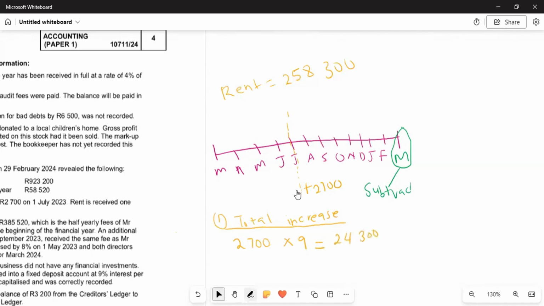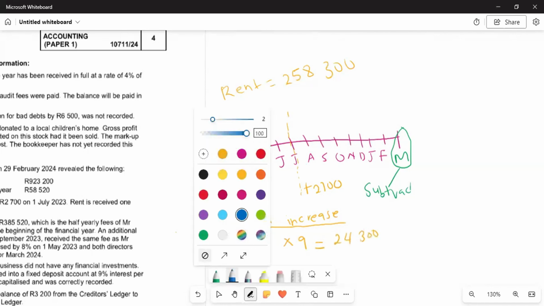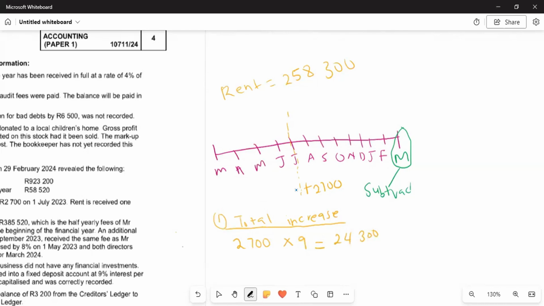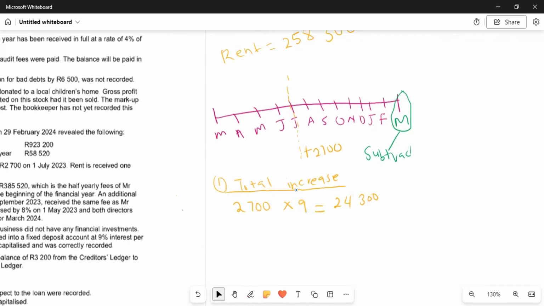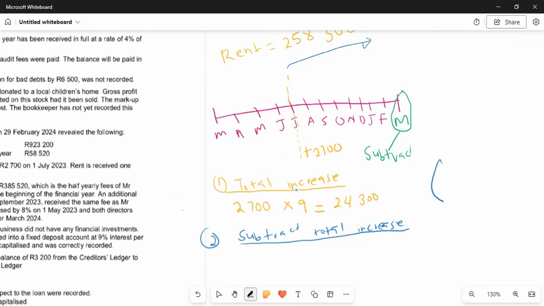Now, after this, what would I do with this total increase, right? So this is step 2. I'm going to subtract this total increase on my overall rent amount, right? So I need to subtract the total increase on my rent amount. Now, the reason why I'm doing this, I'm trying to find out what was the rent per month before it was increased, right? So basically, we're trying to determine the rent per month before the increase.